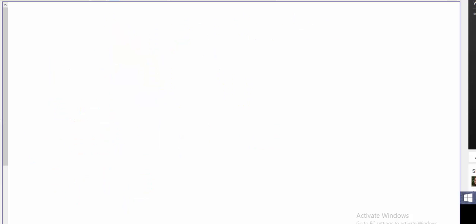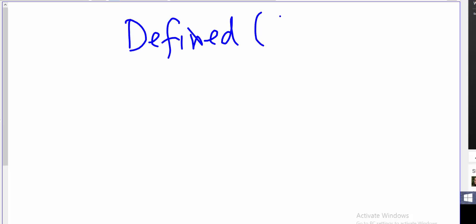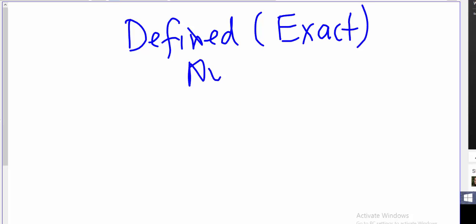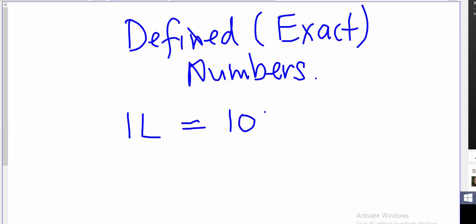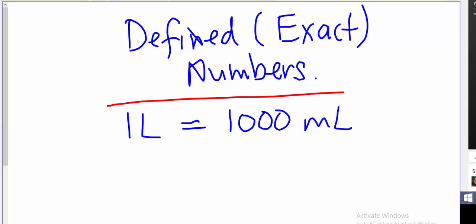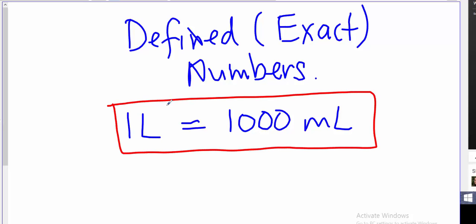The other type of number that is exempt from the sig fig rules are defined numbers. And defined numbers are commonly called exact numbers. And what do I mean by that? Exact numbers or defined numbers refer to things that we know to be exact. So for example, 1 liter contains 1,000 milliliters. This is a conversion factor that we use in chemistry, and we consider this to be an exact conversion.